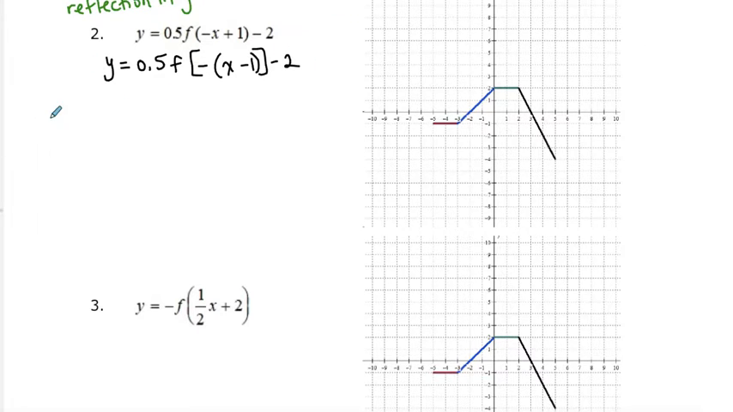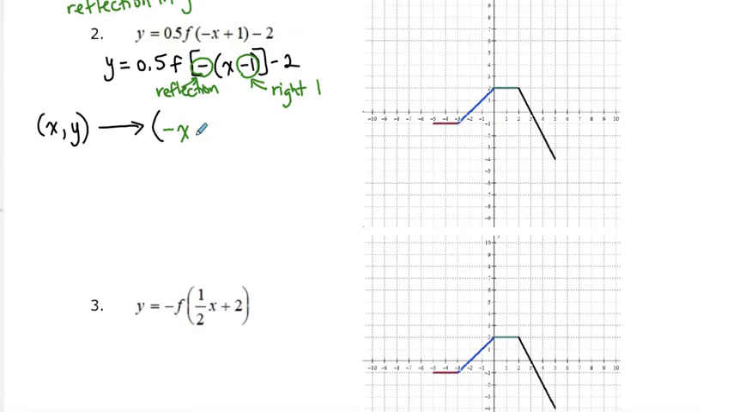So now let's this time use mapping notation. So if I start with my generic coordinate x, y, what happens to this based on my equation? Well, let's start with our x coordinate, okay? So we know that we have a reflection. So right here, this is our reflection. And we know the -1 is actually telling us that we have to move right 1 unit. So how does that affect my coordinate? Well, I'm going to multiply my x coordinate by -1, so -x, and I'm going to add 1.